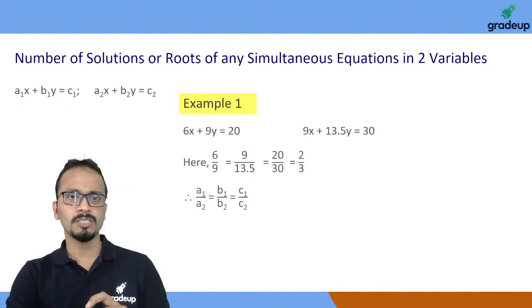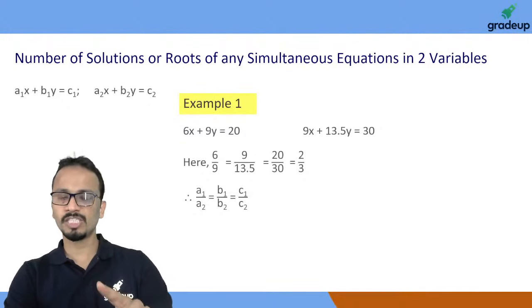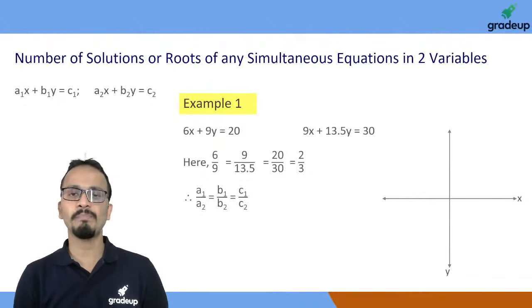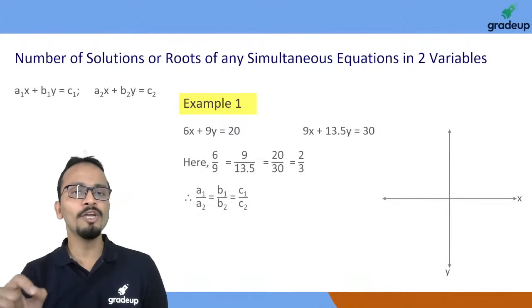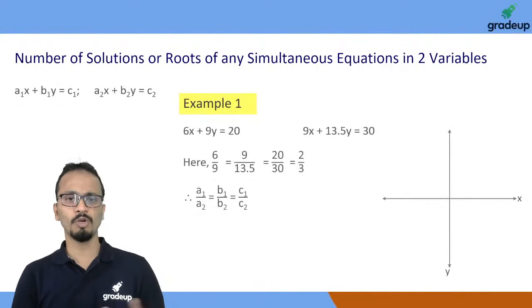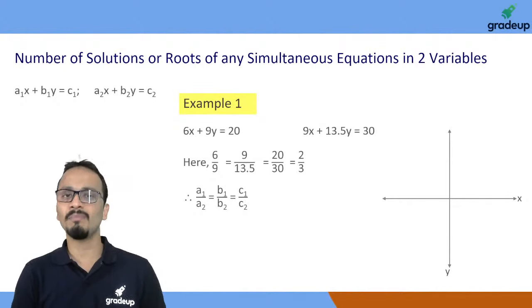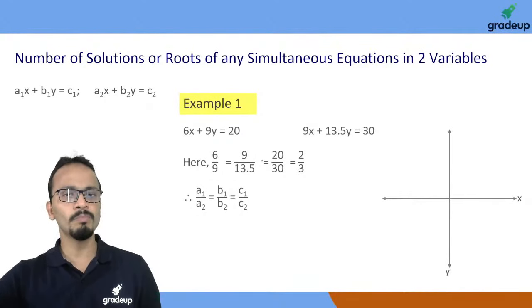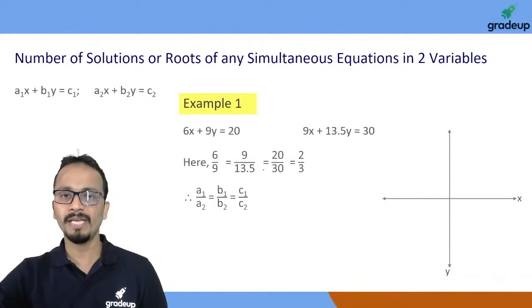Now, if we plot the two equations given here on the XY plane, then the number of points of intersection of these two lines will give us the number of solutions. So this is one way of looking at the number of solutions. So 6x plus 9y equal to 20 and 9x plus 13.5y equals 30. If we plot both these lines on the XY plane, then the point of intersection of these two lines will give us the number of solutions or the number of roots of these two equations.